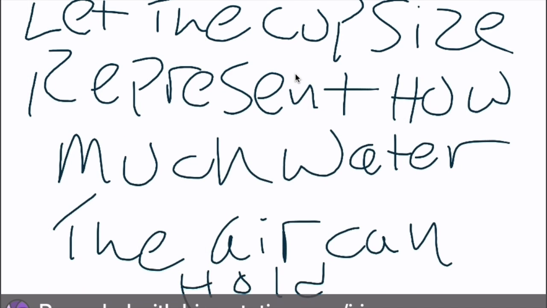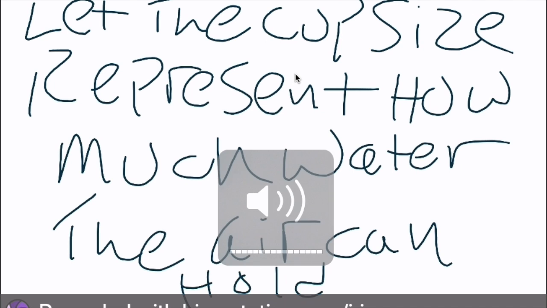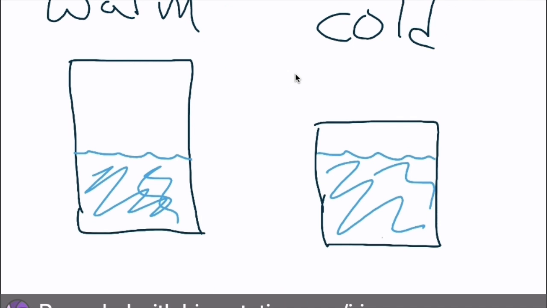Warm air can hold more water than cold air can. And we already know that the temperature of the air isn't directly correlated to how much water actually is in the air, only how much it can hold.